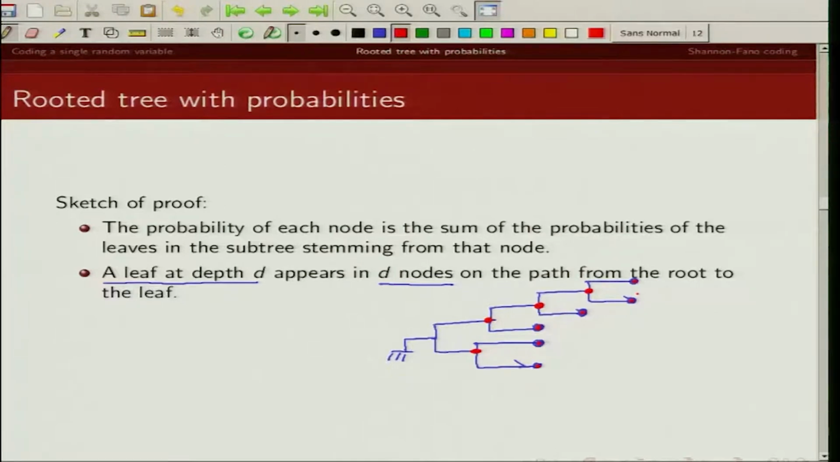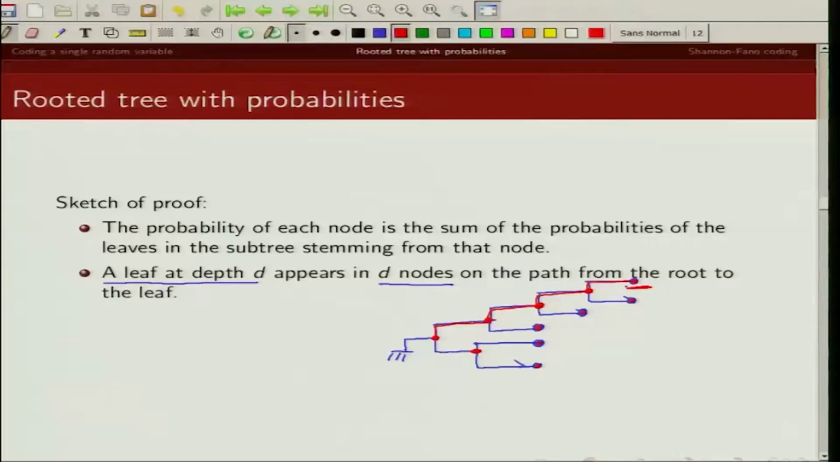Now what I am saying is a leaf at depth d appears in d nodes on the path from the root to the leaf. So this is my root node, right? Let's look at this particular leaf. This particular leaf is at depth 1, 2, 3, 4. This leaf is at depth 4 from the root.